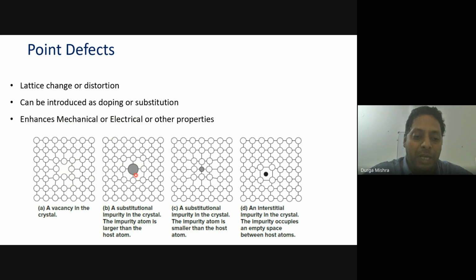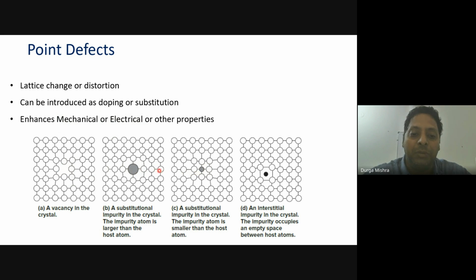You add a foreign atom or an impurity atom which is larger in size. If you do that, it will distort the lattice, just like pushing everybody away. You can imagine a heavily built person entering a crowded region; he will make more space because he needs more space to stay there. Similarly, you can also have a substitution of a smaller atom. So this is a bigger atom, and here is a substitution of a smaller atom.